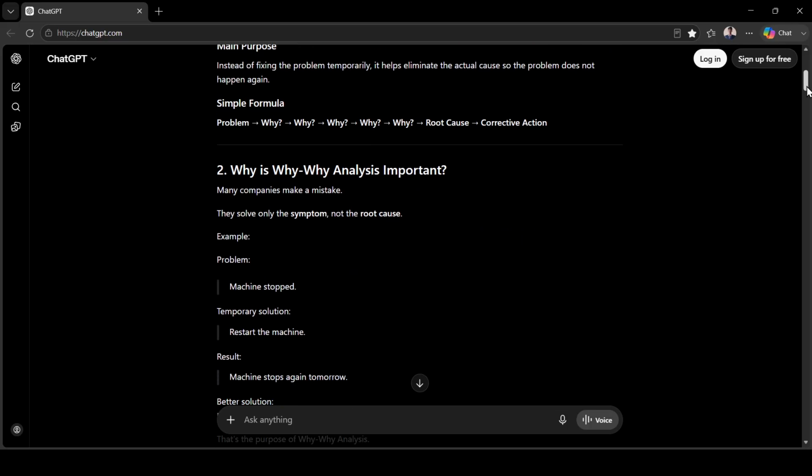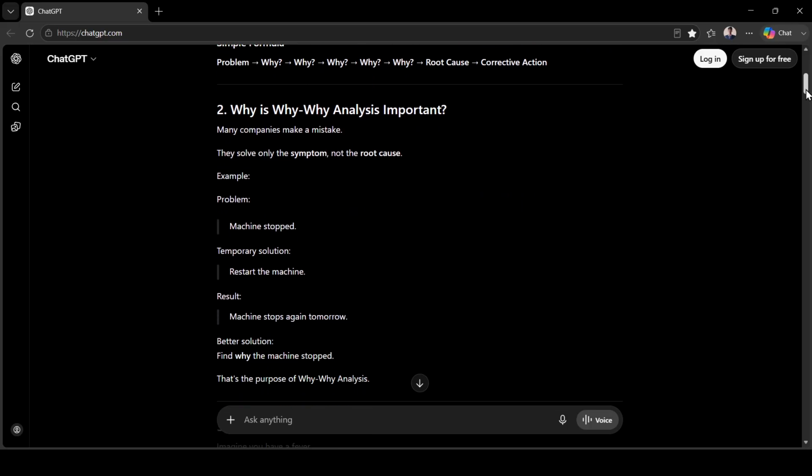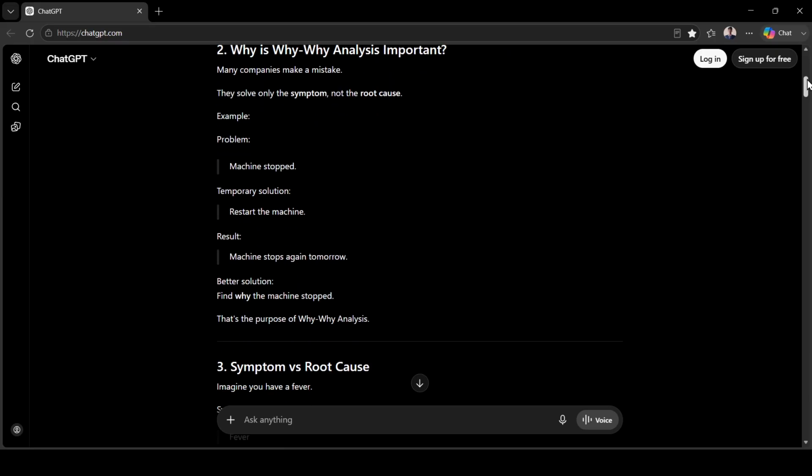Then the second one is why analysis is important. Many companies make a mistake. They solve only the symptom, not the root cause. Example problem: machine stopped. Temporary solution: restart the machine. Result: machine stops again tomorrow. Better solution: find why the machine stopped. That is the purpose of why analysis.